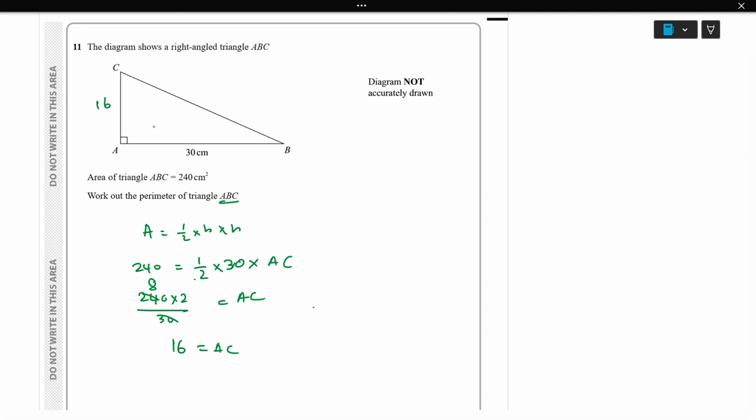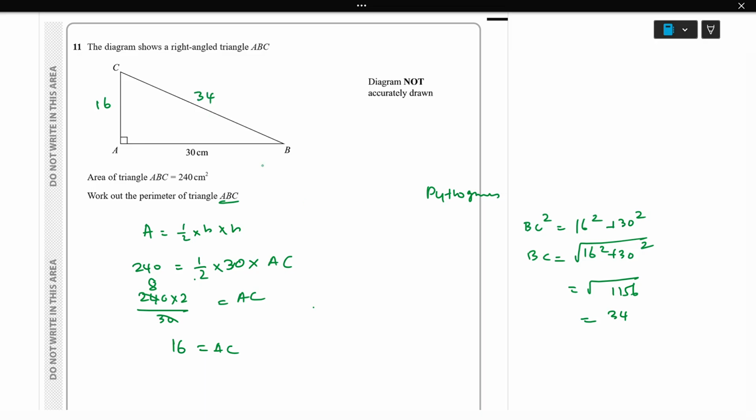So now it's a right angle triangle. As we know two sides, we can find the third side. We'll use Pythagoras. So hypotenuse squared, BC squared, equals the other two sides, 16 squared plus 30 squared, which is BC equals the square root of 16 squared plus 30 squared, which is the square root of 1156, which is 34. So we know this side is going to be 34.